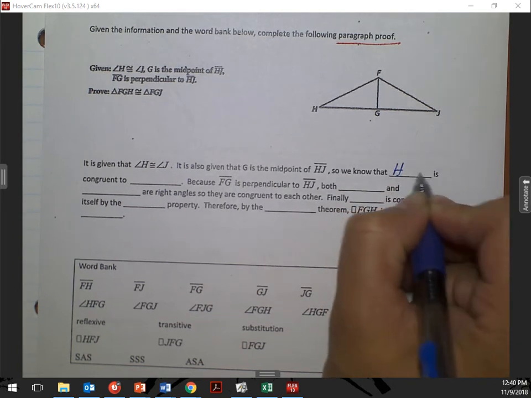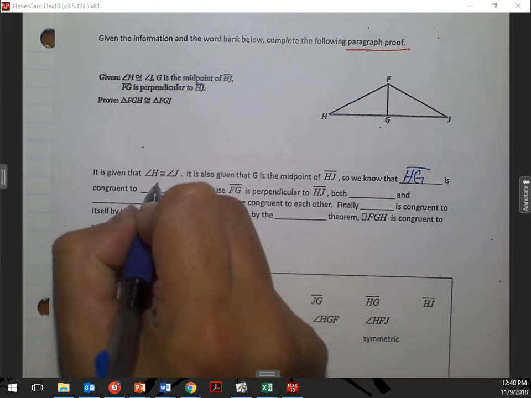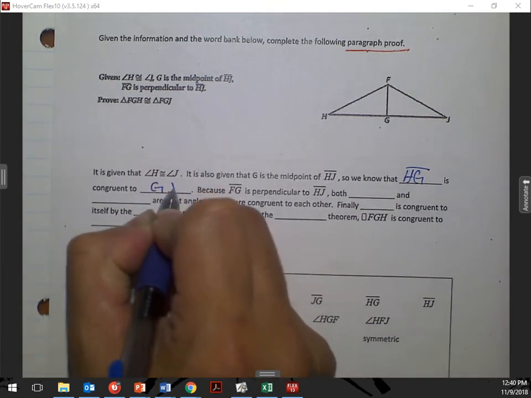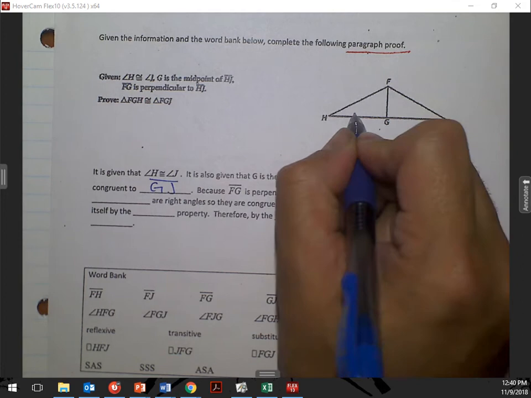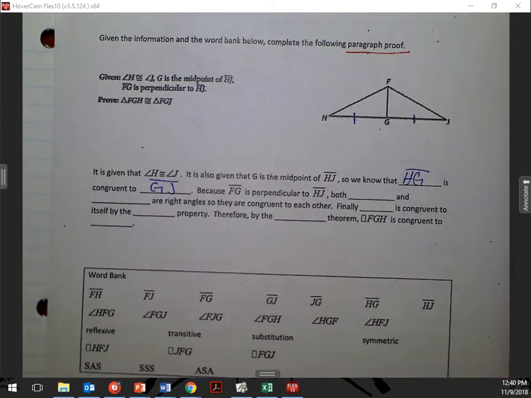HG congruent to GJ. So I'm going to put tick marks right there, right? Do I have another one? Oh, yes, I do. And in the given, it also says that FG is perpendicular to HJ. Now, class, what does perpendicular mean?